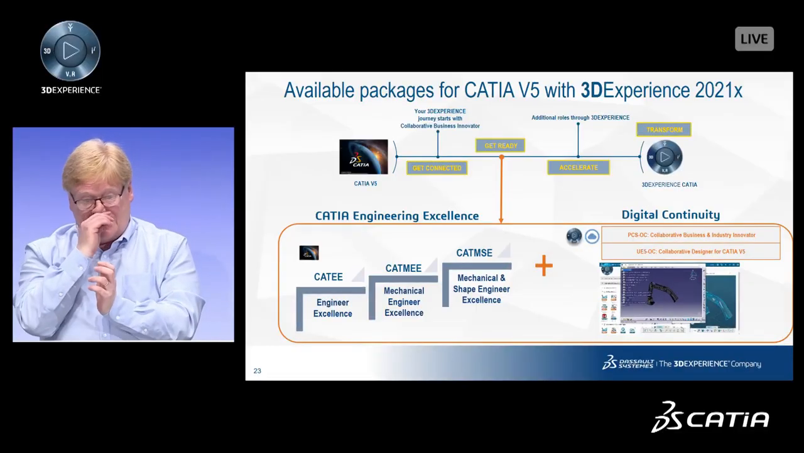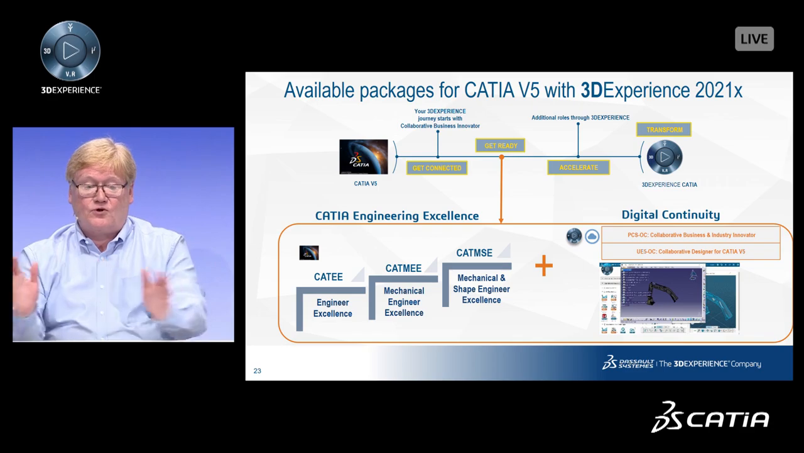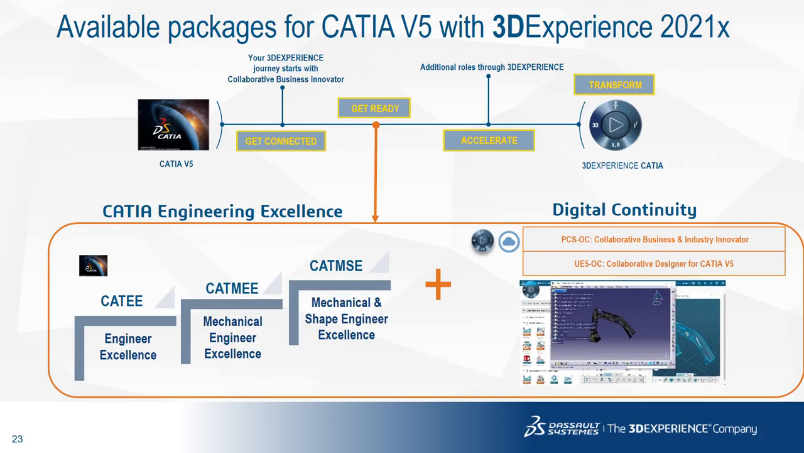So at an overview level, if you're a CATIA version 5 user today, you've seen our four steps: get connected, get ready, accelerate, and transform. And particularly in the get ready component, we have the ability to have three scaled packages which deliver increasing richness of functionality.